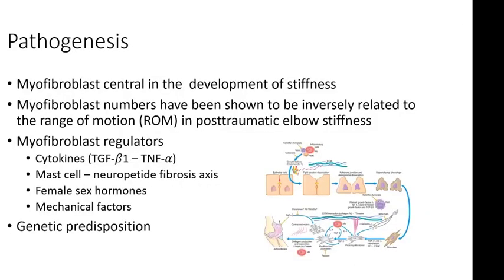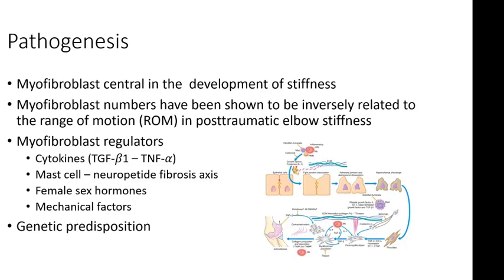The myofibroblast is considered central in the development of post-traumatic stiffness. Myofibroblast numbers have been shown to be inversely related to the range of motion in post-traumatic elbow stiffness. A complex system of chemical and mechanical signals modulates the subsequent differentiation of mesenchymal stem cells and fibroblasts into myofibroblasts.